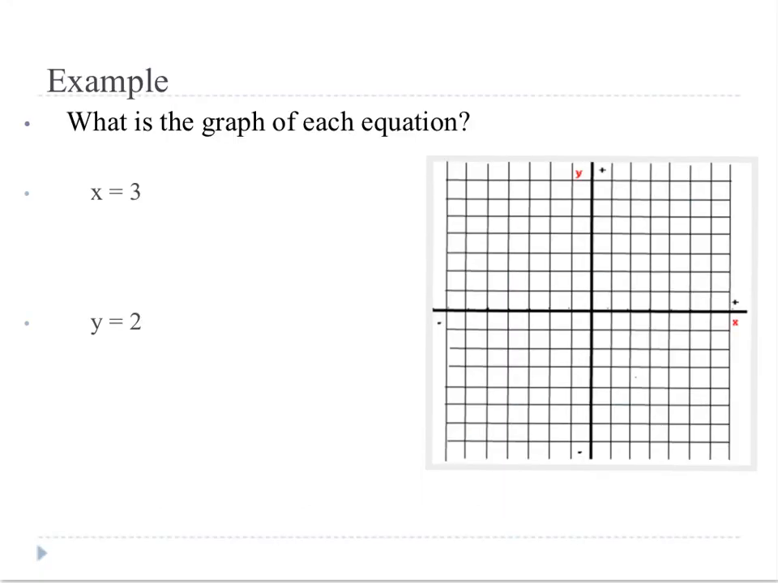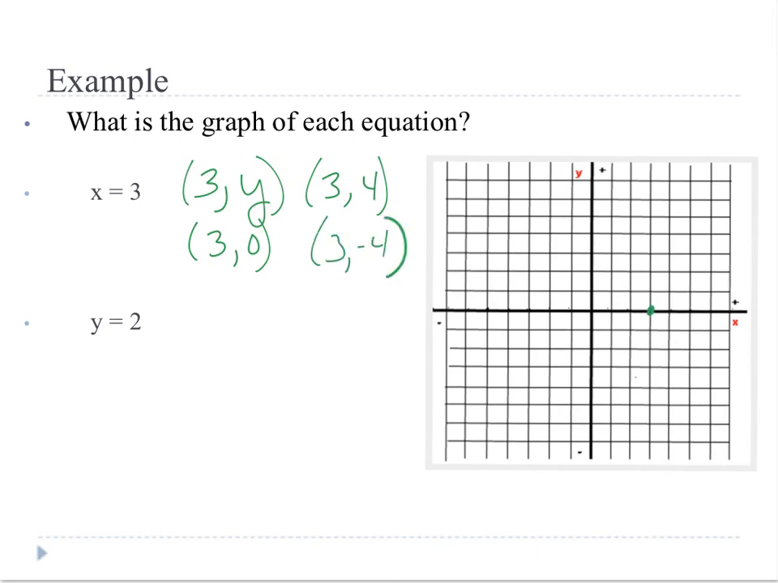The graph of each of these equations. Well, when x equals 3, that means that x is going to have a value of 3 no matter what y is. So you'll have points like the x-intercept, 3, 0. But you also have points like 3, 4, and 3, negative 4, because your x is going to stay constant. It's equal to a constant of 3. So all of your values will remain on this vertical line.